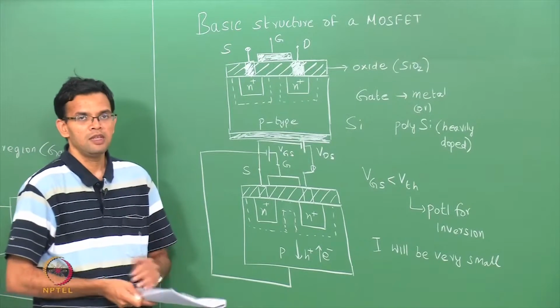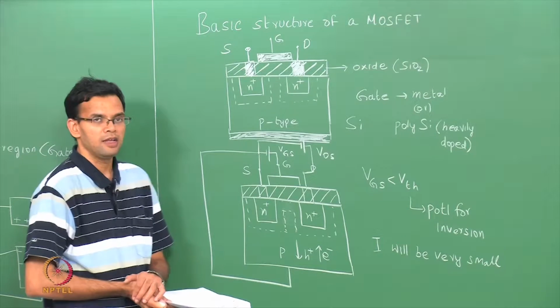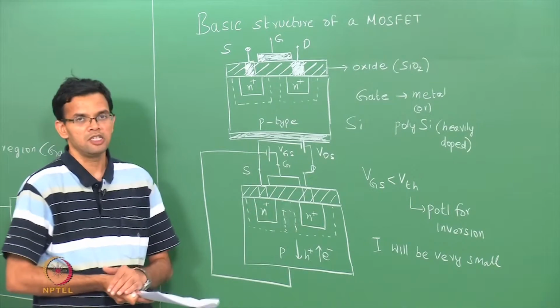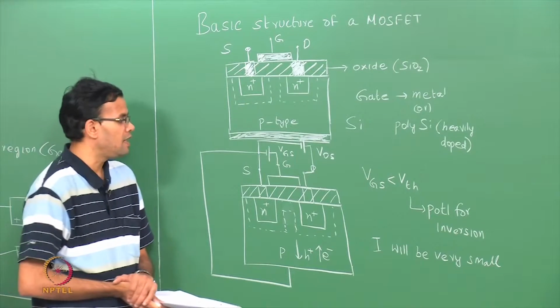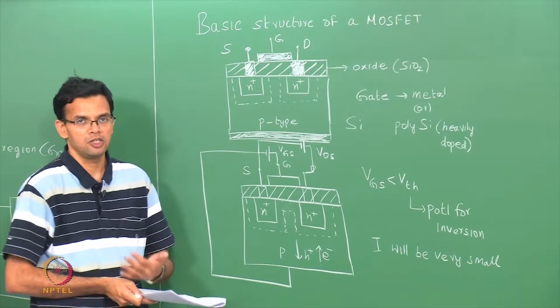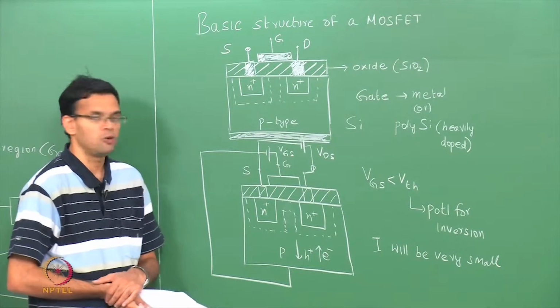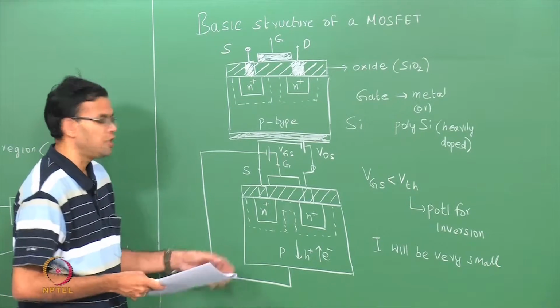So, as we keep increasing the gate and source voltage, the depletion region is going to increase, and ultimately when the voltage is above V threshold, we are going to form a channel between the source and the drain. So, let me draw that next.